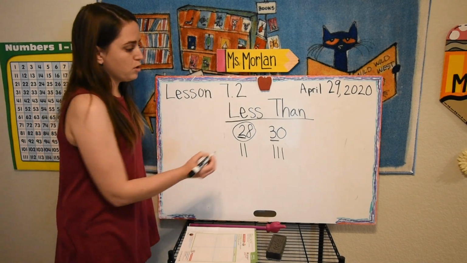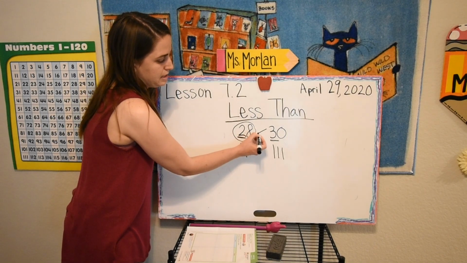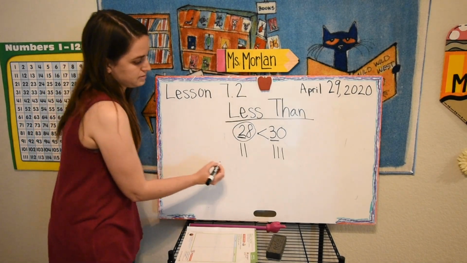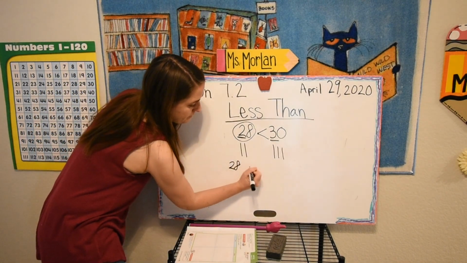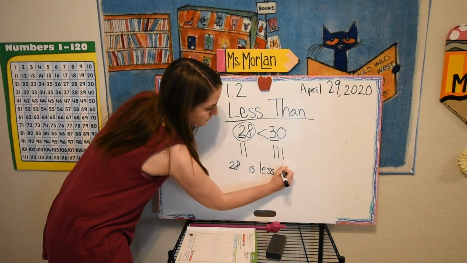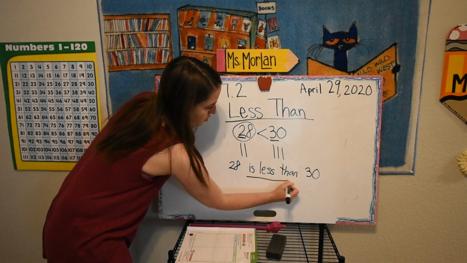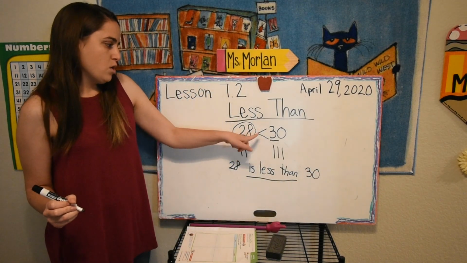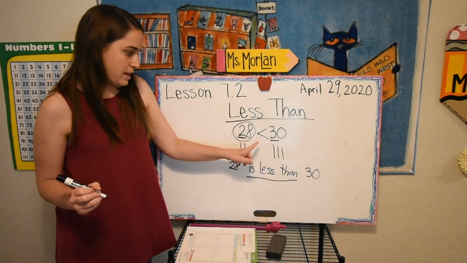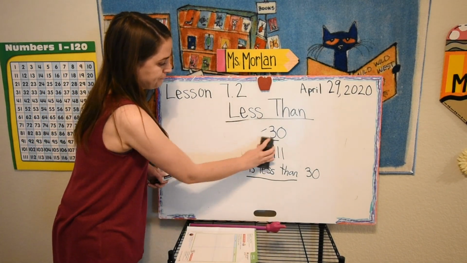Now when we write the symbol, we're going to make sure the closed side, the pointy side, is towards the 28, and the open alligator mouth is towards the 30. So what this says is 28 is less than 30. This symbol, with the closed side towards that number, says is less than. That is what that means, and that's what we're going to be focusing on today.